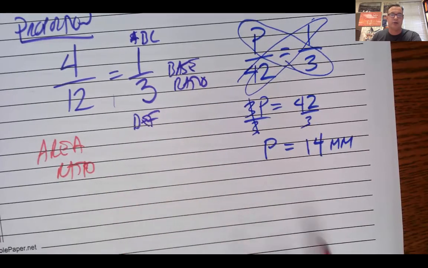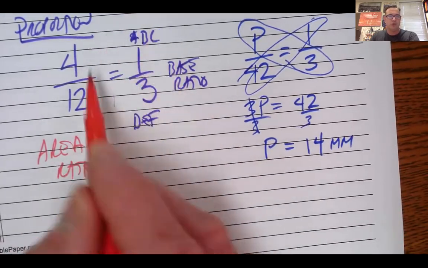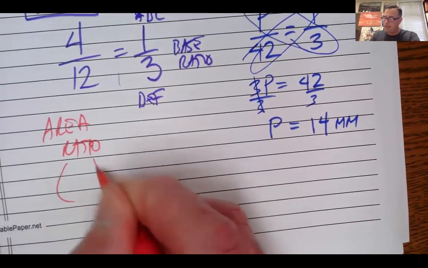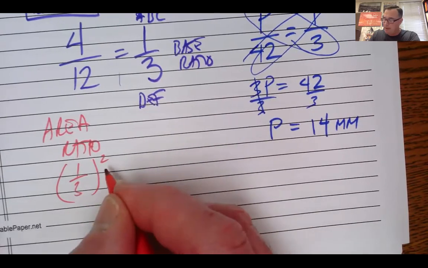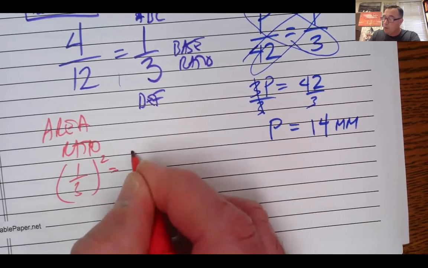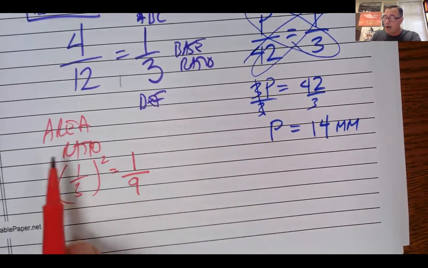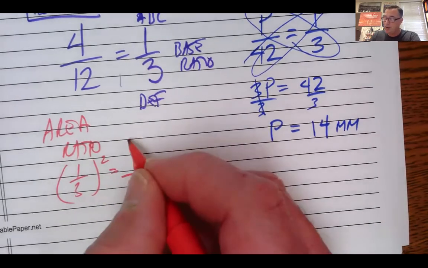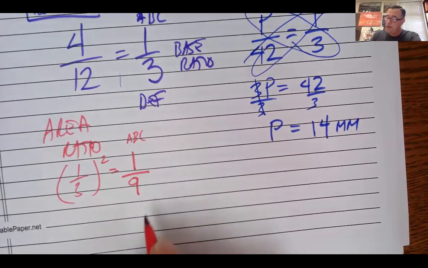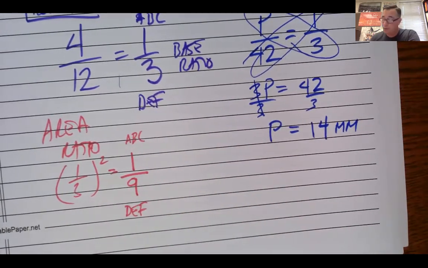Let's do the area ratio, and then we're going to do more of these in a minute. We take our base ratio, this 1 to 3, and what we have to do is take the whole fraction and square it. So top times top and bottom times bottom. 1 times 1 will be 1. That one's pretty easy. 3 times 3 will be 9. So our area ratio that we're going to be comparing is 1 to 9 in this case, this being ABC and this being DEF.